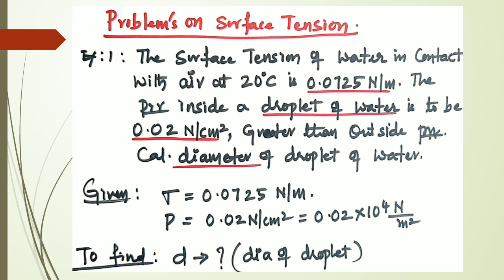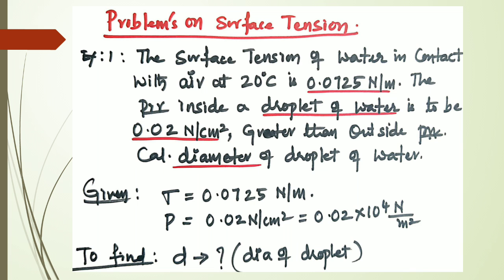So problems on surface tension. Now I think the problems on bulk modulus are clear to you. So now let us solve one or two problems on surface tension. Okay. Now the surface tension of water in contact with air at 20 degrees Celsius is 0.0725 Newton per meter. Fine.